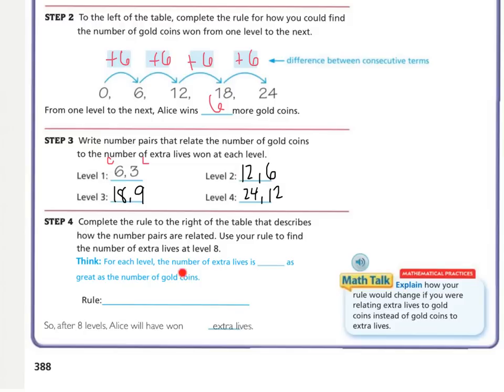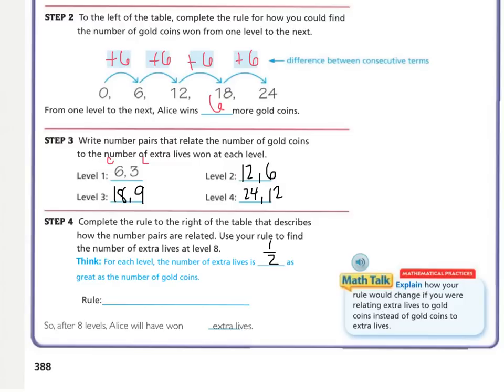So for each level, the number of extra lives is blank as great as the number of gold coins. So they're asking us, we start with the coins: 12 to 6, 18 to 9, 24 to 12. What do you notice? We notice that it's less. So if it's blank as great, it's half. Right? It's one half as great as the number of gold coins.